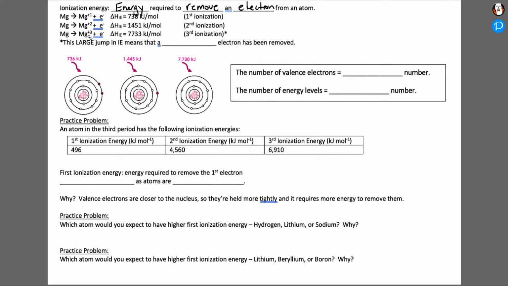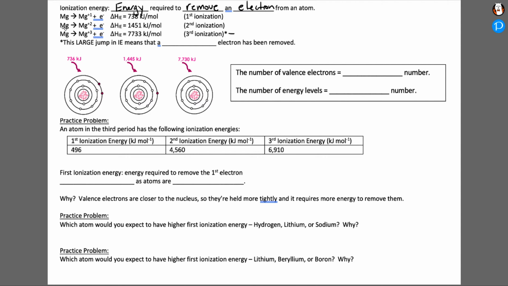And then notice once I get to the third one, if I wanted to remove 3 electrons, that third ionization energy, notice there's a star next to it because it is much greater. So it does increase from 738 to 1,451. But then once I get to the third electron, it jumps way up, takes way more energy. What would be the reason for that?